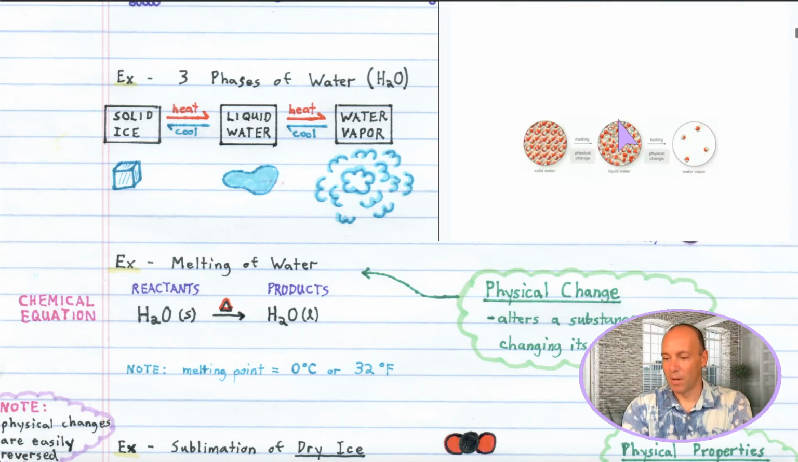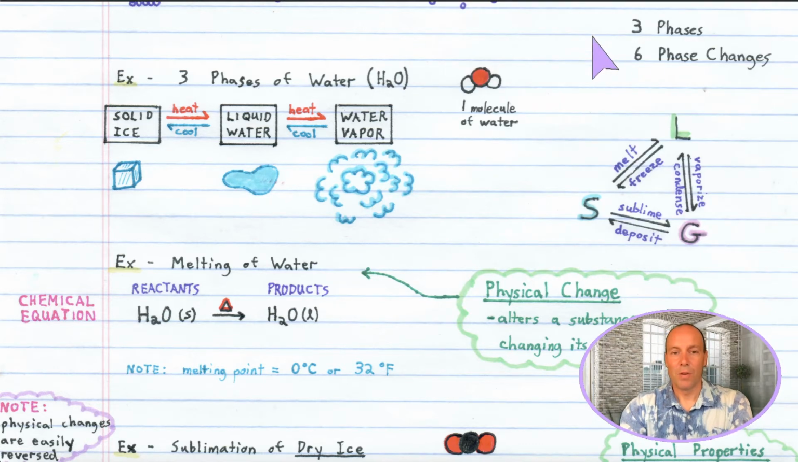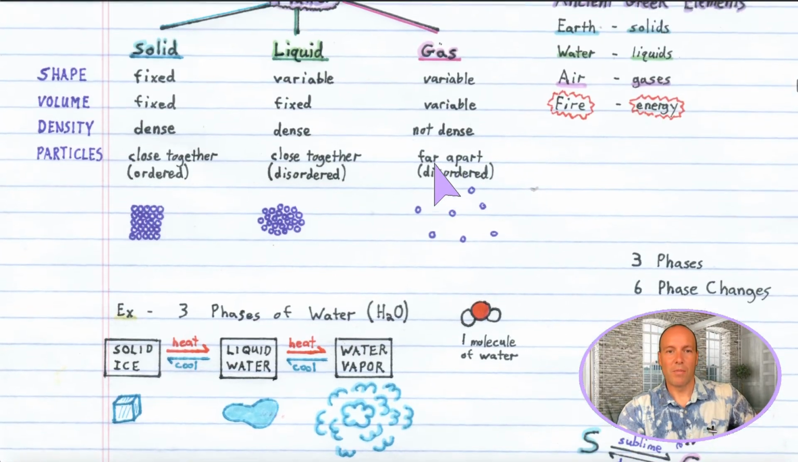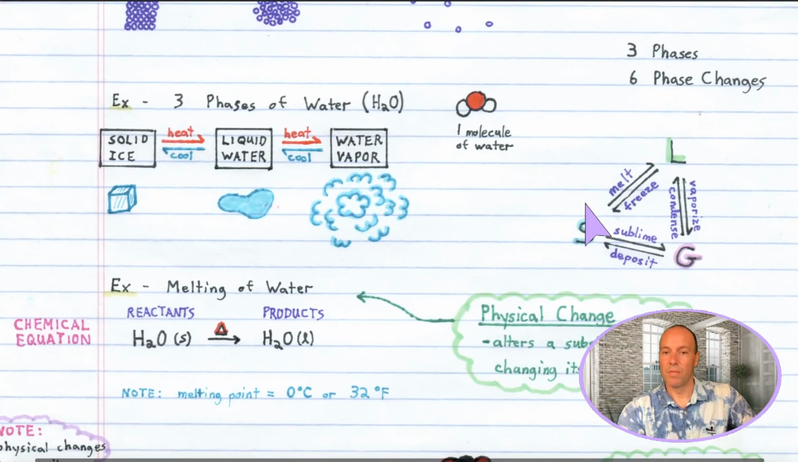And one more representation of these changes. So, going from solid, you heat it up and you melt it into liquid, and then you keep on heating it and you boil it into the gas phase. So you should be familiar not only with the 3 phases of matter, solid, liquid, and gas, but the 6 phase changes. So here is a diagram that might help you remember that.